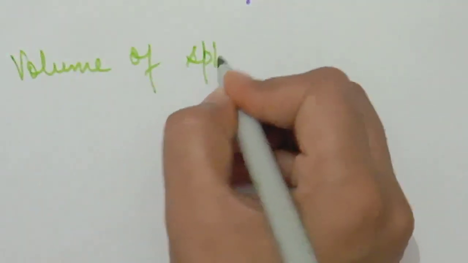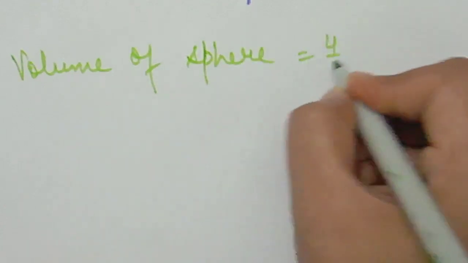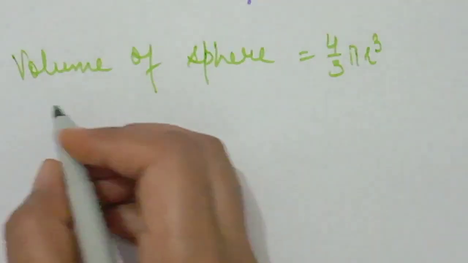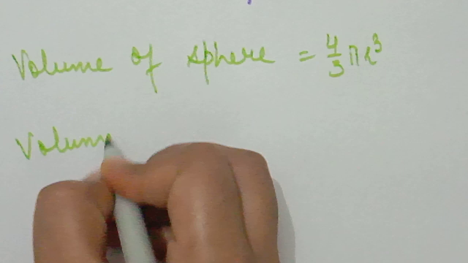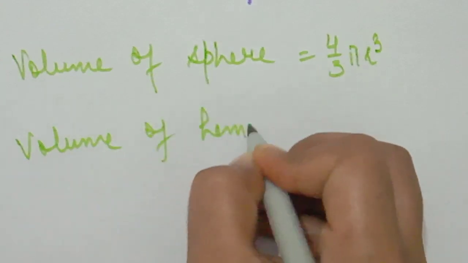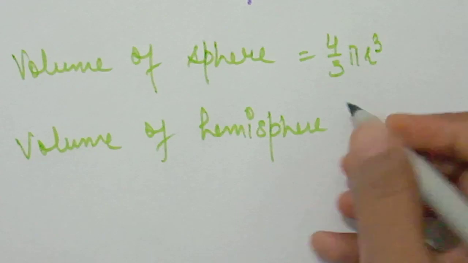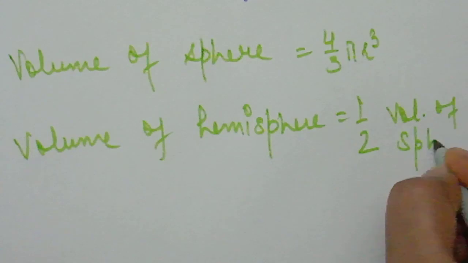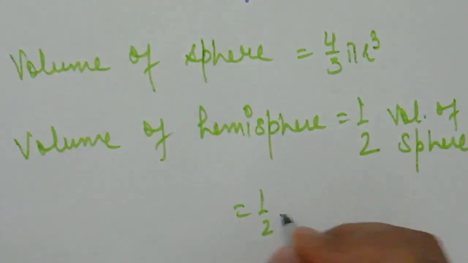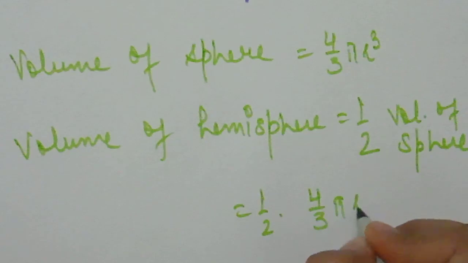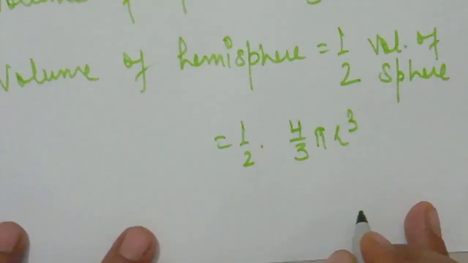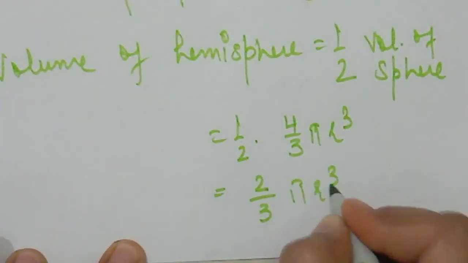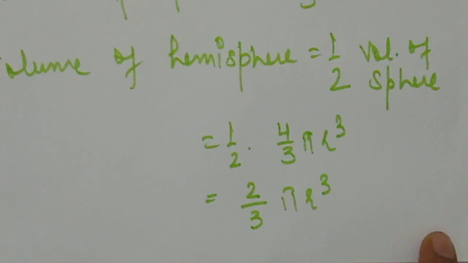Volume of sphere is 4 upon 3 pi r cube. And the volume of a hemisphere is half of the volume of a sphere. Now we know the volume of a sphere is 4 upon 3 pi r cube, so the volume of a hemisphere is 2 upon 3 pi r cube. This is the volume of a hemisphere.